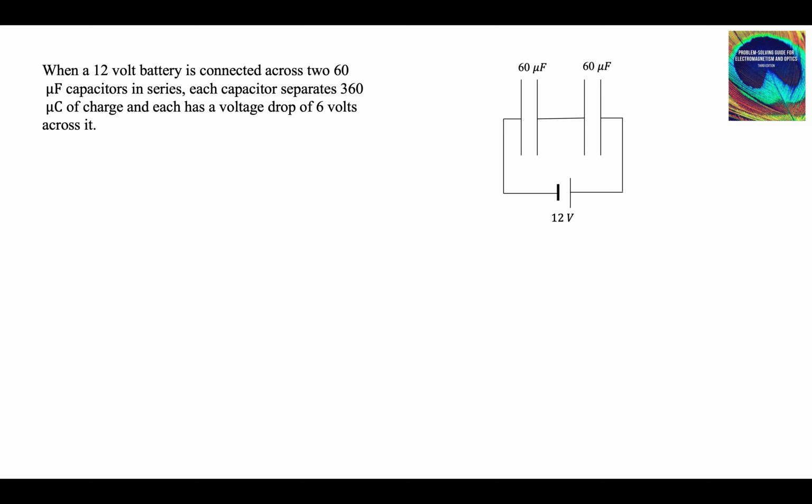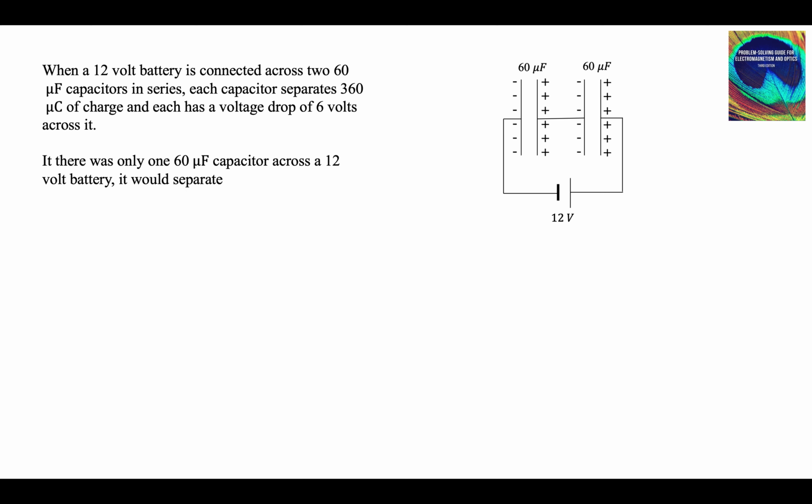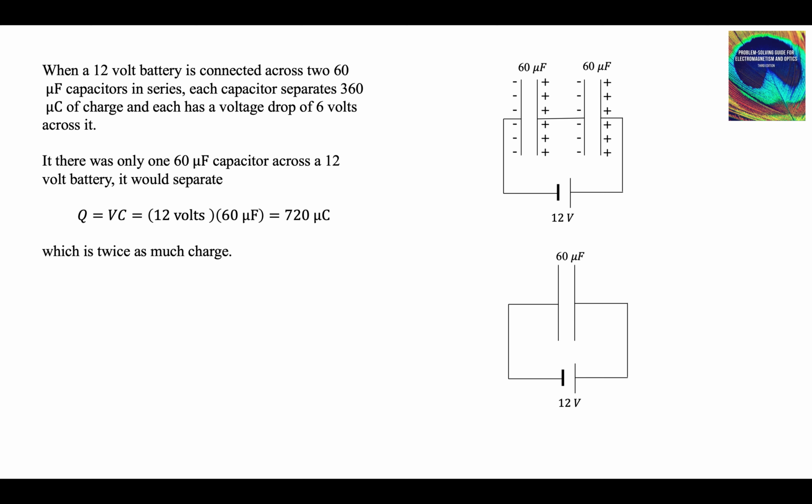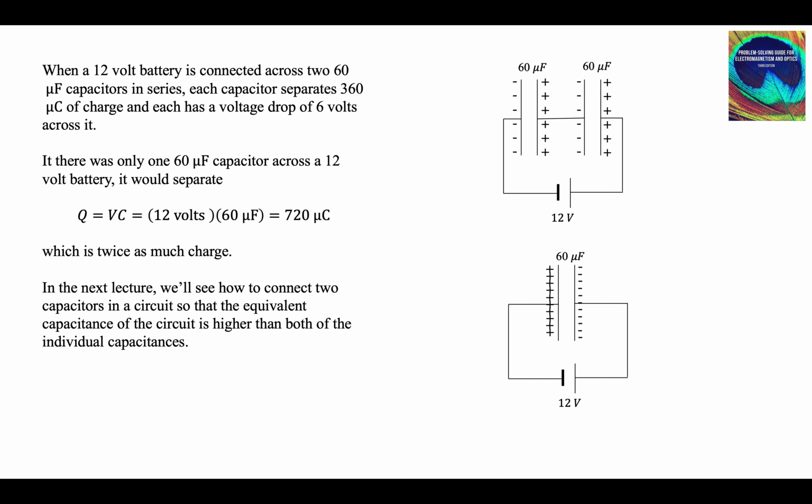So each has a voltage drop of 6 volts across it. Each has 360 microcoulombs of charge separated. If we only had one 60 microfarad capacitor across a 12-volt battery, it would separate 720 microcoulombs of charge. Twice as much charge. This is better. This stores more charge. If you add another capacitor in series, it reduces the capacitance and you store less charge. In lecture 2, we're going to see how to connect 2 capacitors in a circuit so that capacitance goes up, which is sort of what you want to do.